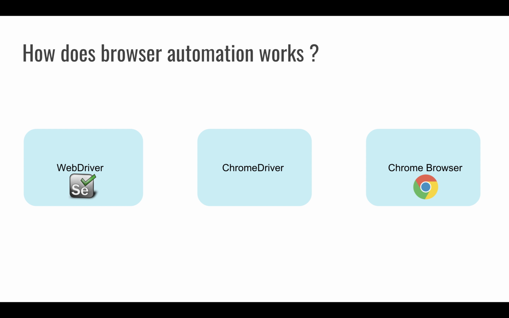Now let's see how these three communicate with each other. Basically, WebDriver is a client and ChromeDriver is a standalone server. Both communicate through the WebDriver protocol. And ChromeDriver communicates with the Chrome browser through DevTools. Now let's see a code snippet of how this works.